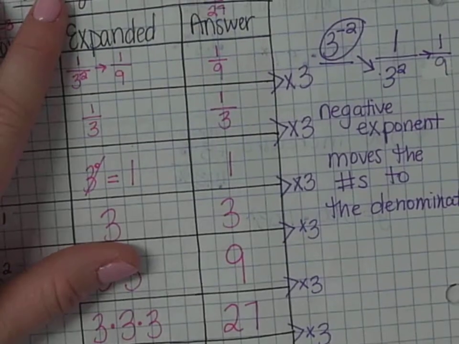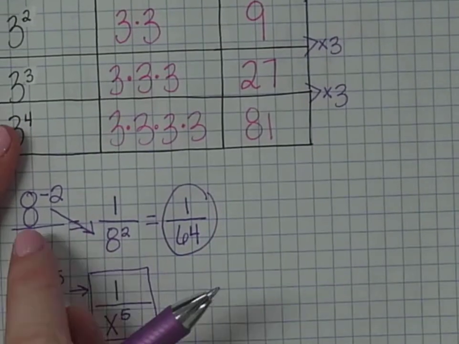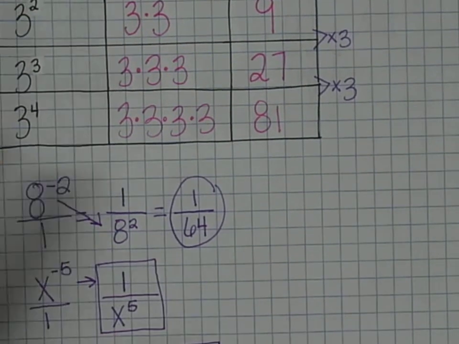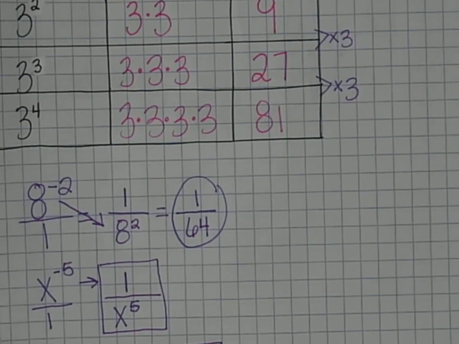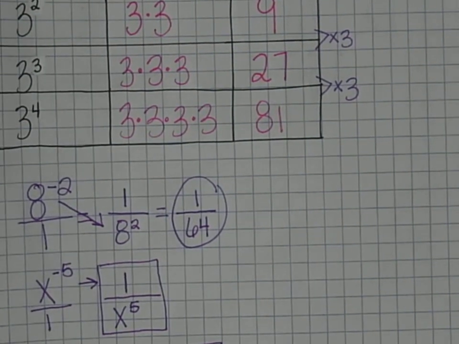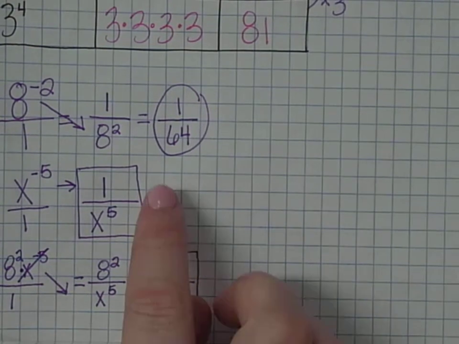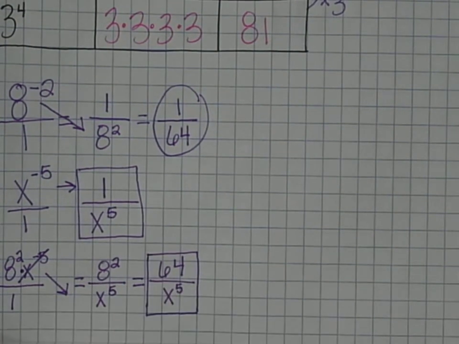So those are integer exponents. Remember, integer is just numbers, so those are number exponents. And that's a few examples with variables as well.